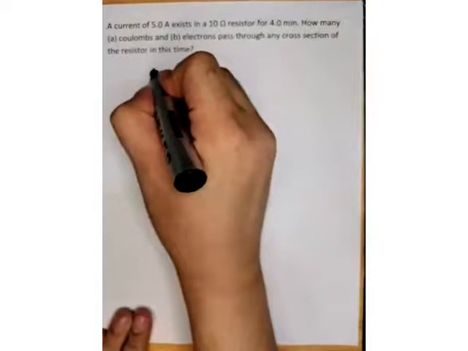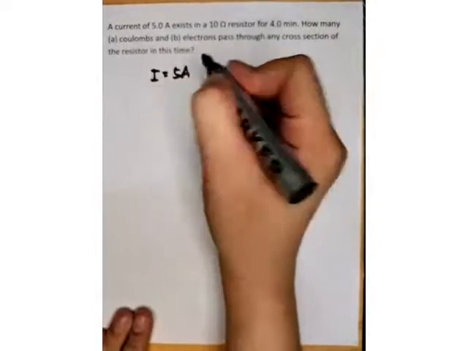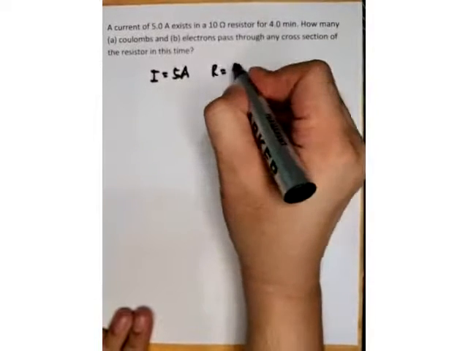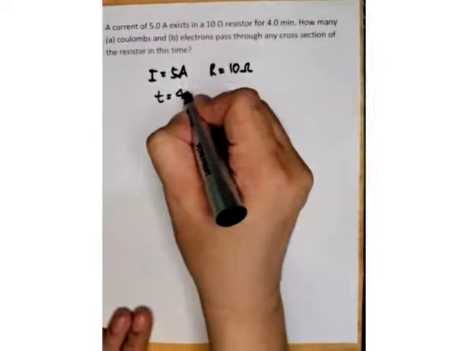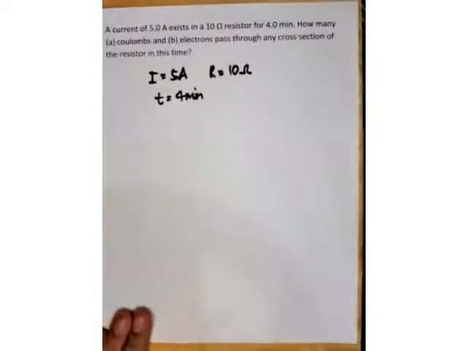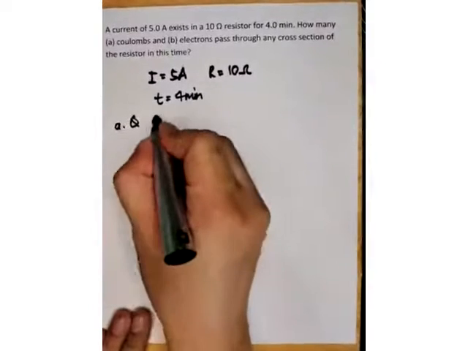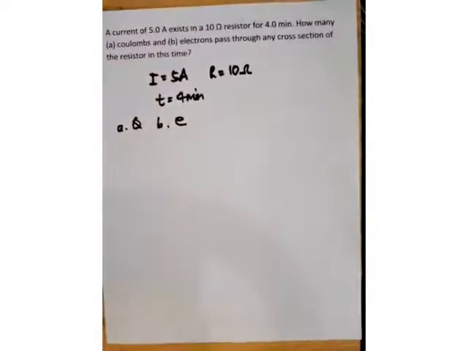So a current of 5 amperes exists in a 10 ohm resistor for 4 minutes. How many coulombs and electrons pass through any cross section of the resistor in this time? Okay. Ang given natin, current is equal to 5 amperes, resistance is 10 ohms, and the time is equal to 4 minutes. Tinatanong ano yung charge. So letter A, what's the charge? And B, what's the number of electrons or N?